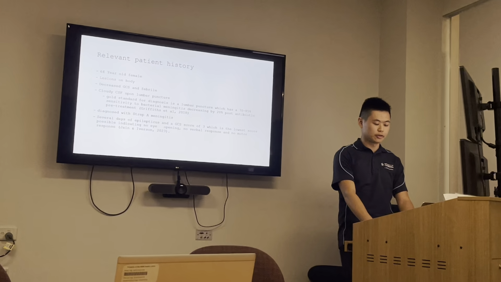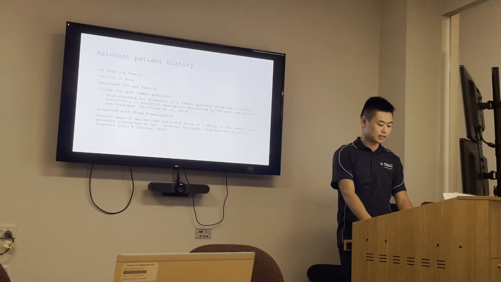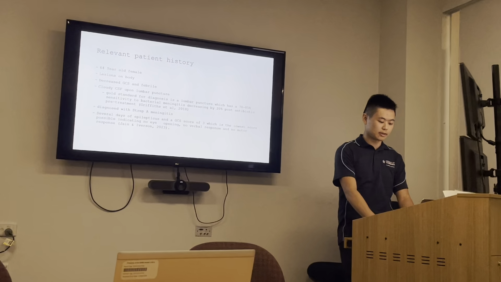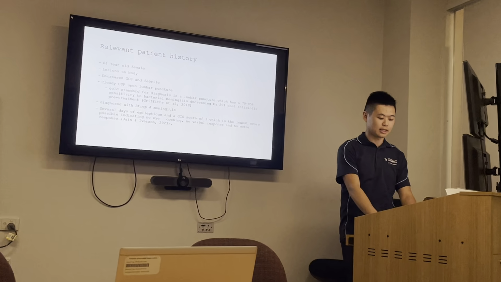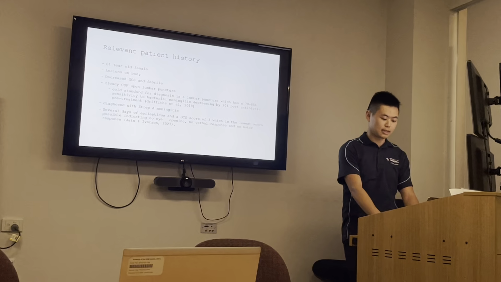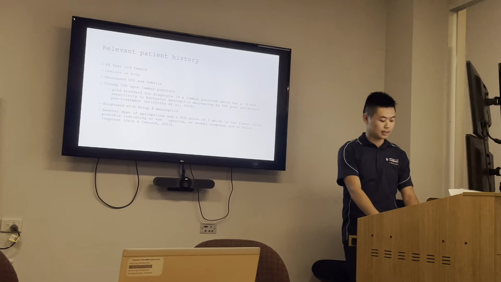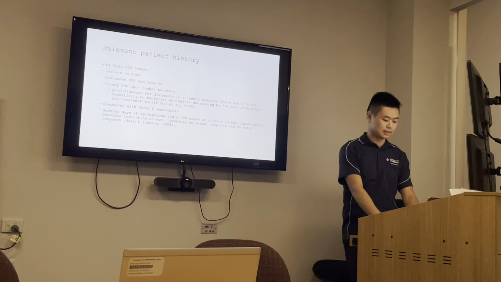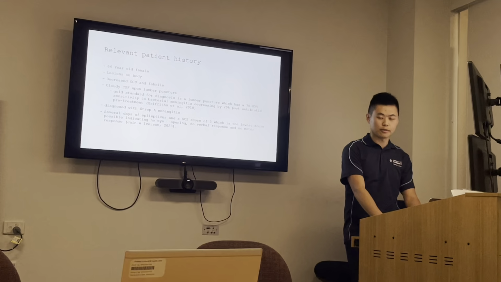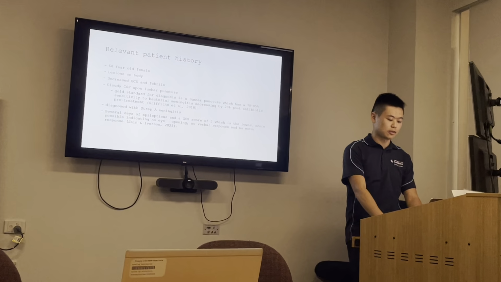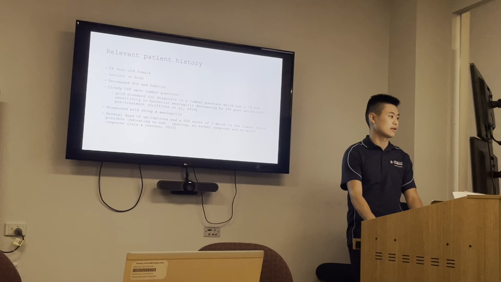Okay, so following numerous scans of MRI and CT, she did get diagnosed with strep A meningitis. She had several days of seizures and a GCS score of 3, which is the lowest score you could get, which means she has no eye opening, no verbal response, and no motor response.